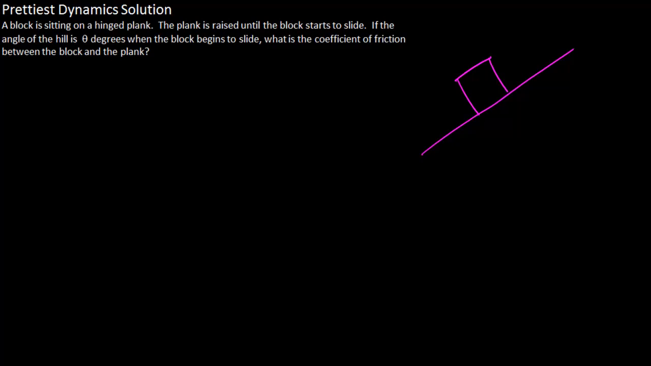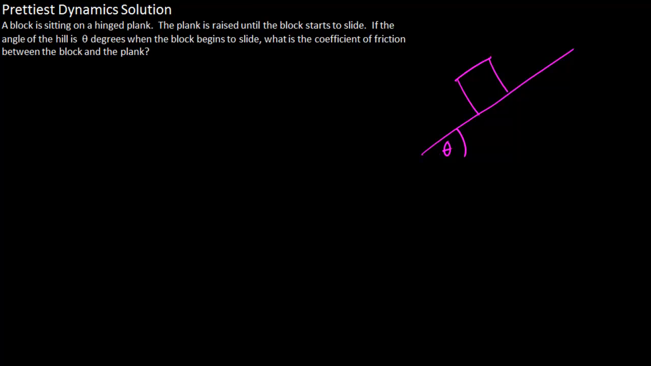Today we're going to work on what I consider the prettiest dynamic solution there is. So we have a block sitting on a hinged plank. The plank is raised until the block starts to slide. If the angle of the hill is theta, when the block begins to slide, what is the coefficient of friction between the block and the plank?